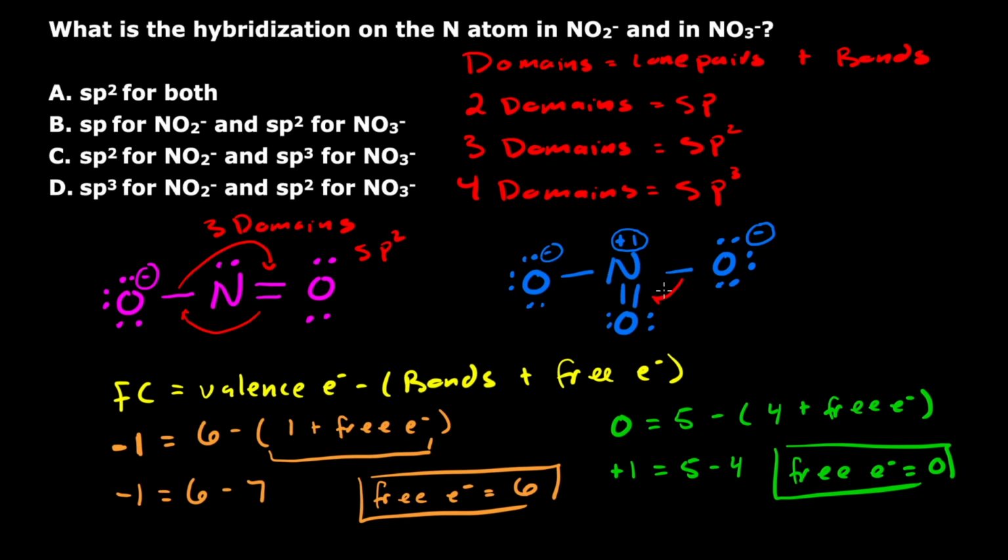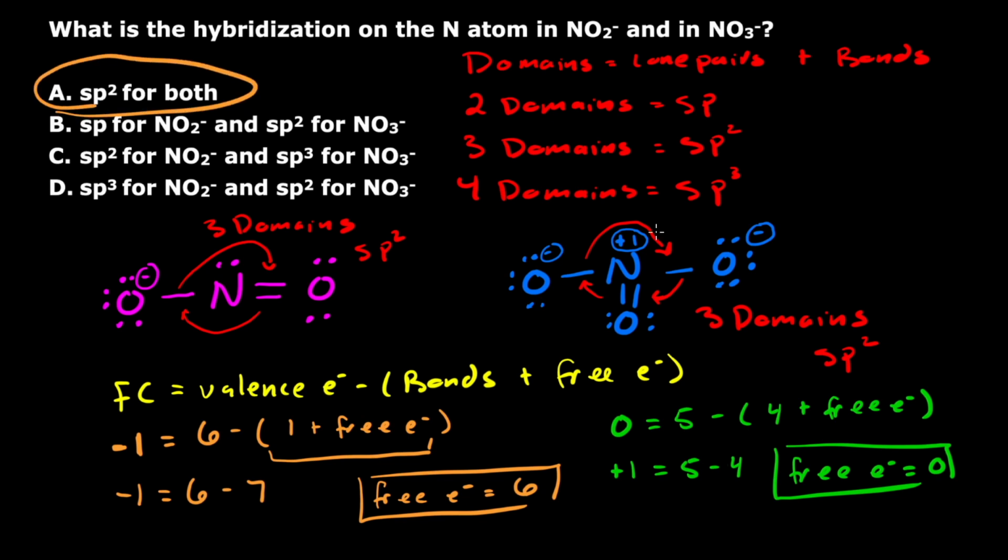And so now I want to go to this N right here. So I'm going to go around this N here, and when I do that, I'm going to count all the domains around it. So I have a single bond there, that's one domain. I have a double bond there, that's going to be two domains, and then I have a single bond there, that's going to be one domain. So this has three domains. And so if it has three domains, that means this N right here is going to be sp2 hybridized. And so the answer for this question is going to be A. They're both sp2 hybridized.